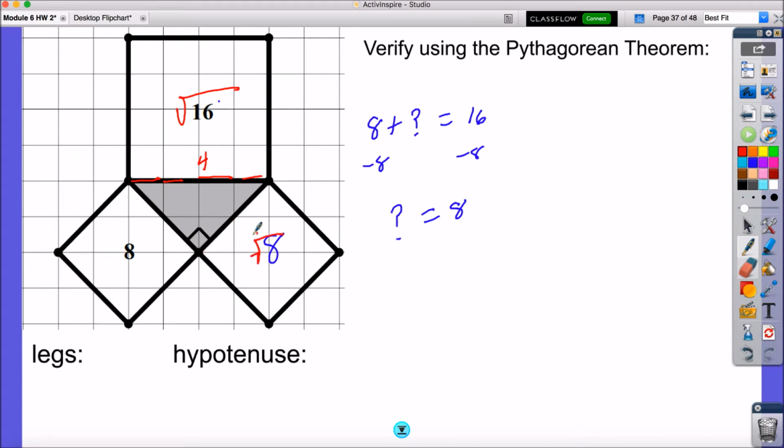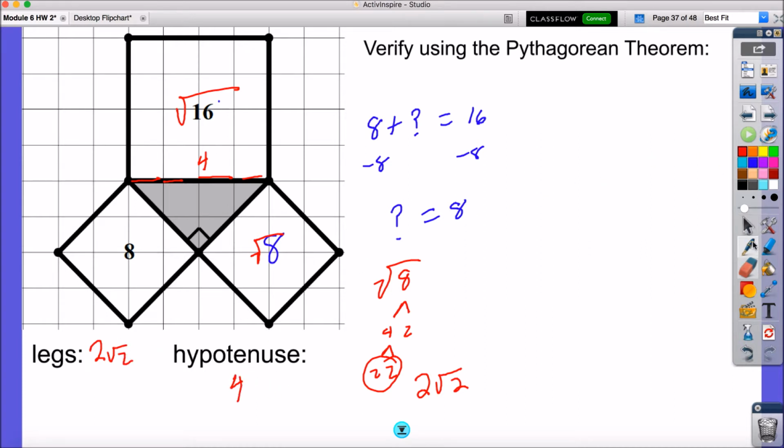Now, these ones are kind of hard to count because they're diagonals. So all we do is take the square root of the area. The square root of 8 is radical 8, and that'll simplify to 4 and 2, 2 and 2, where I have 2 radical 2. So my legs are both 2 radical 2, while my hypotenuse is 4.